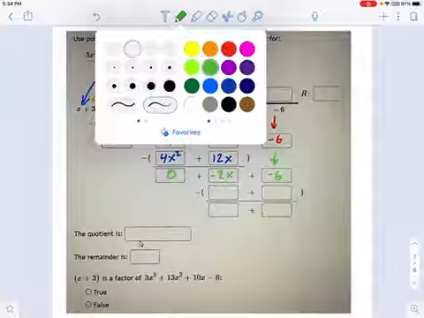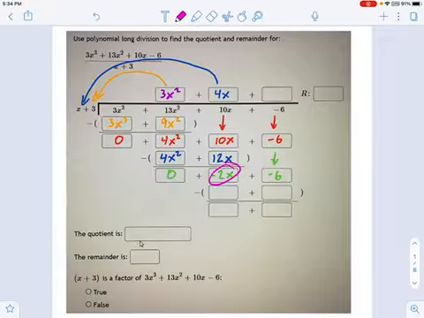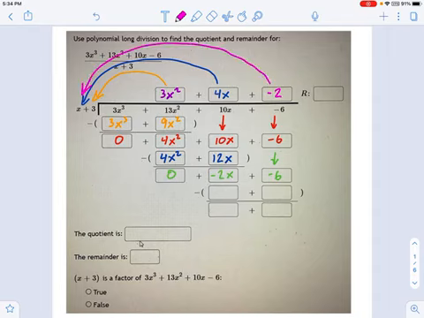Same as before. Running out of colors, though. So I'm taking negative 2x, dividing it by x. What you get is negative 2. And now you multiply this negative 2, again, times x plus 3. So that gives you negative 2x, and then negative 2 times 3 is negative 6. Well, if you subtract these out, what you get is 0.